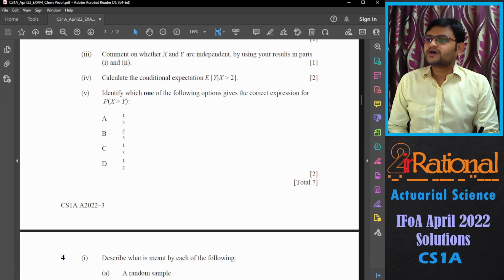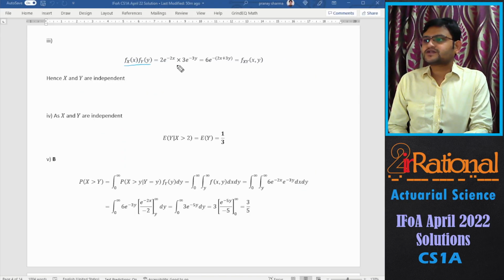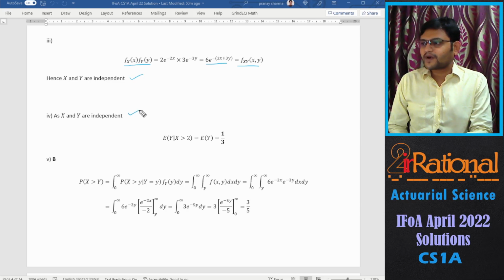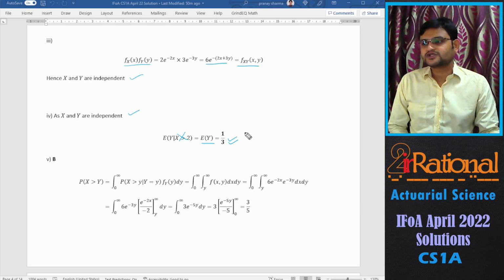Third part, comment on whether x and y are independent by using your result in parts 1 and 2. And fourth part, calculate the conditional expected value of y given x is greater than 2. So we can say our f of x into f of y would give us our joint density, hence x and y are independent. And for the fourth part, as x and y are independent, this should not matter, and we'll get expected value of y given x greater than 2 should be equal to expected value of y. That would be 1 by 3, because I have already said it is an exponential distribution. You can specify it here as well.